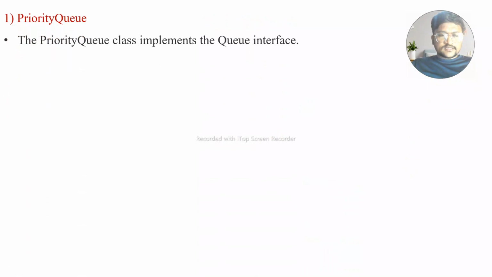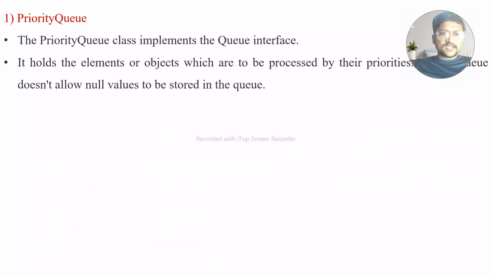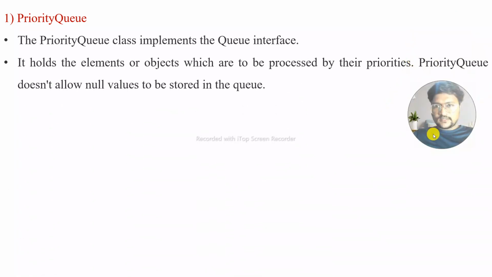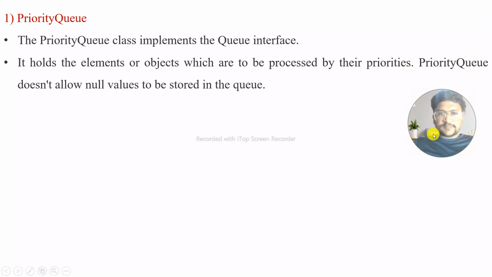Next, first we'll discuss priority queue. So what is this priority queue? The priority queue class implements the queue interface and it holds the elements or objects which are processed by their priorities. The priority queue does not allow null values to be stored in the queue. So there should not be any null values when you are entering into the queue. It will not allow you to enter null values.